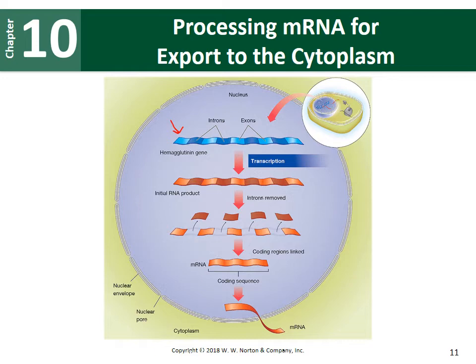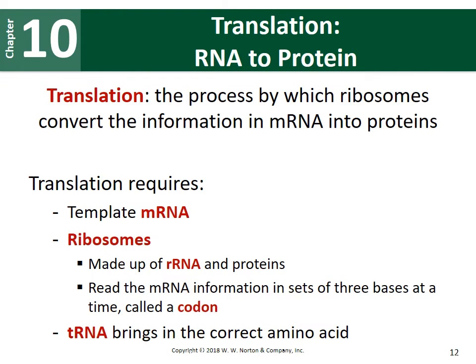Once that RNA molecule goes through processing, it goes into the second step, which is translation. Translation is a process by which ribosomes convert the information in that mRNA molecule into proteins. This requires a couple of different things. We have our template mRNA that we just created in transcription. We have a cell structure called the ribosome, and we talked about this when we talked about cell structure. Ribosomes are responsible for protein synthesis. These ribosomes are made up of an rRNA molecule and proteins.